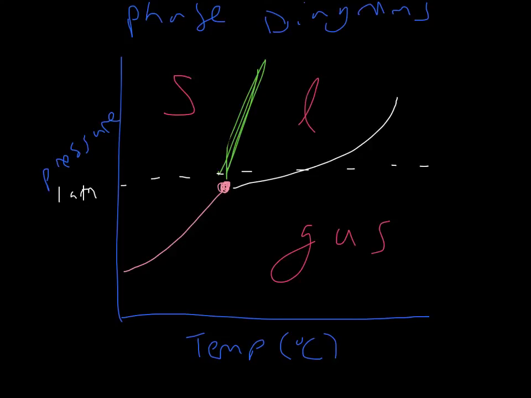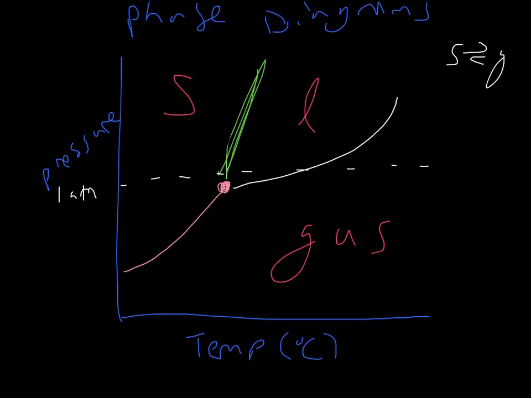Alright, this line right here represents the different combinations of pressure and temperature that will keep a solid in perfect equilibrium turning into a gas. So the reaction there will be solid to gas, and it'll be in perfect equilibrium. When a solid turns into a gas, it's called sublimation, and when a gas turns into a solid, it's called deposition.